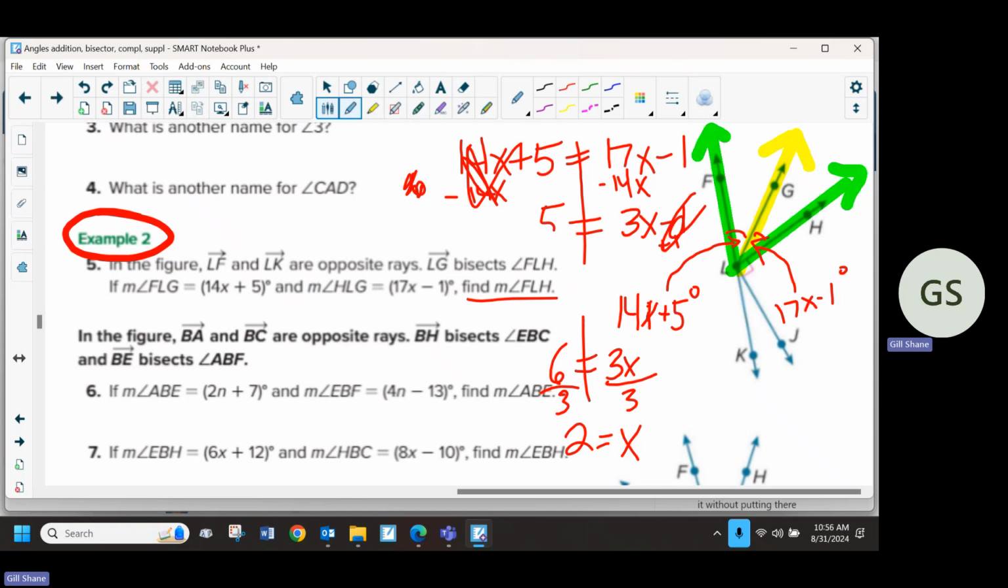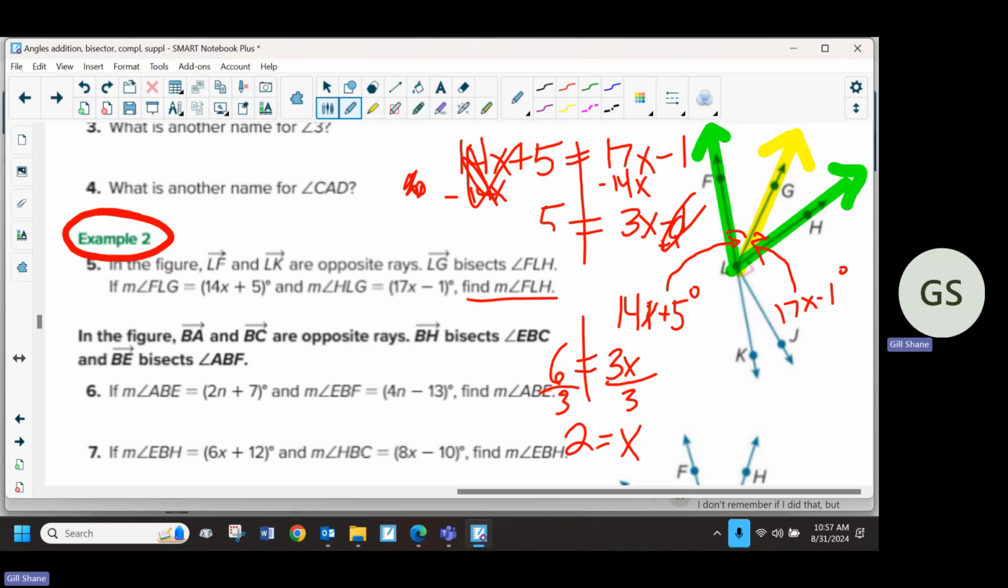All right, so if x is 2, I know the measure of... oh, this is kind of a good one. I know the measure of FLH is the green arrows, not the yellow one. FLH is the big angle. So I need to figure out what the two small angles are and then add them together. So this problem also brings in little plus little equals big. So it's a good problem. I like it.